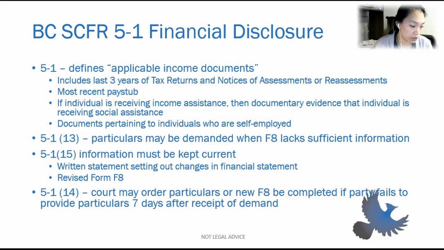Another sub rule I want to let everyone know about, because this can be missed a lot of the time, is that the Supreme Court actually requires parties to keep their financial information current. So if there is any material change in circumstances under the rules, the person who has that change has to provide a new financial statement and also a written statement outlining what the changes are. So that's important to note. And the last one, I realized I went 13, 15, 14, but sub rule 14 is that the court can order particulars if the financial statement doesn't have enough information.